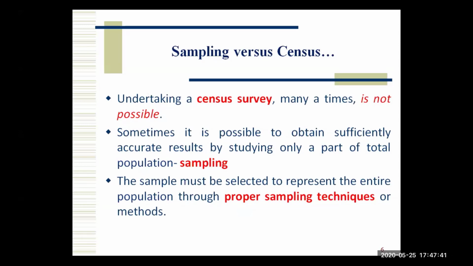Sometimes it's possible to obtain sufficient, adequate information by studying only part of a population, which is referred to as sampling. The sample must be representative of the entire population through proper sampling technique. That means if we apply proper sampling technique, it is possible to obtain results approximately close to those of the population.